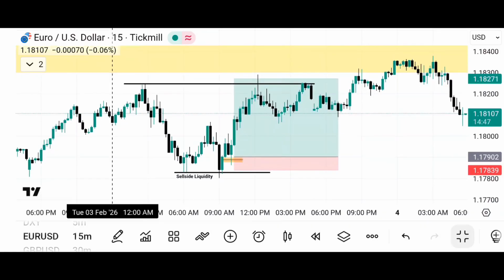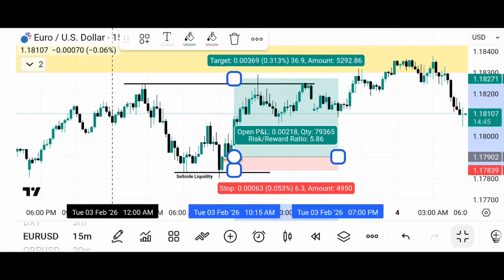You see price takes out the high. This already is a 5.8 risk to reward ratio, which means if you're risking, let's make it small, $1 for this trade, you'll be getting $5.8. How's that? That's a very good trade.